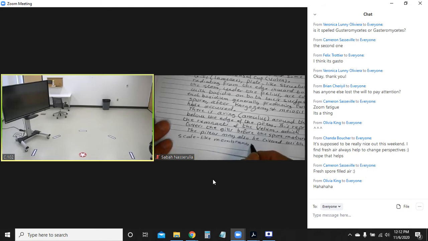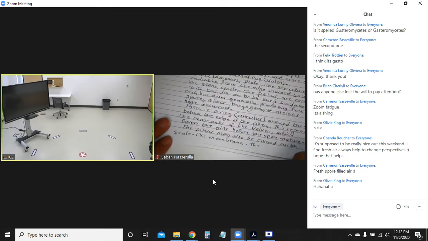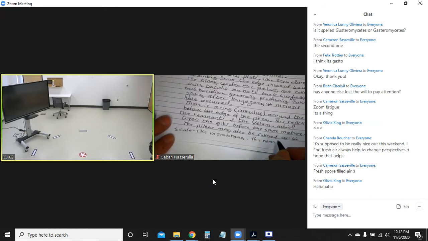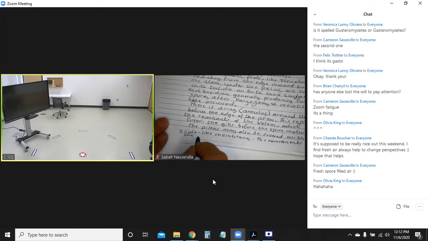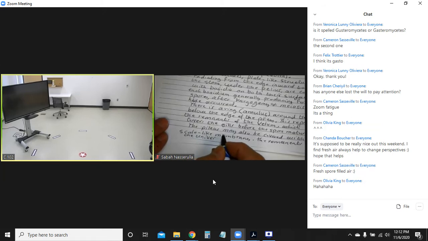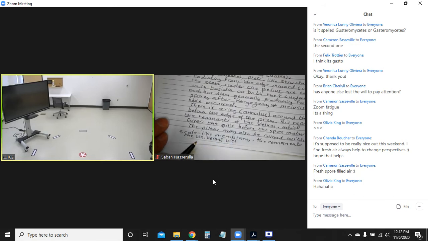Okay, and this one, as a matter of fact, these are the remnants of what you call the universal veil, that usually used to cover the whole mushroom when it was small, usually when it is small, like a button, just to mention to you here. Membrane, the remnants of the universal veil.